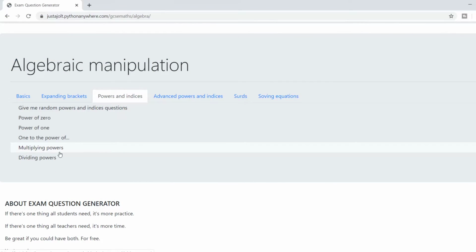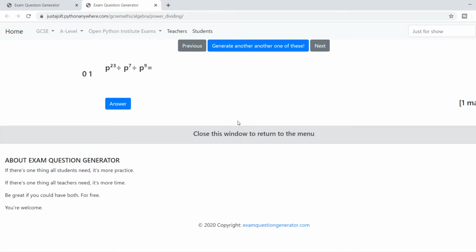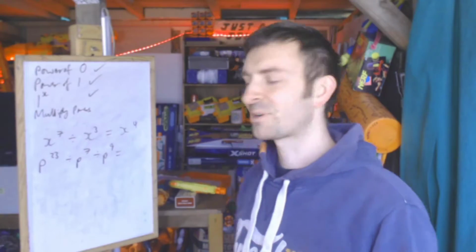So I'm going to go back here, dividing powers now, and this is crazy. This is the kind of thing that I don't want to be having to work out the other way. So I'm going to do it the easy way using the tools we've got. 23 divided by p to the power of 7 divided by p to the power of 9 equals. Okay, let's see if we can work this out then.